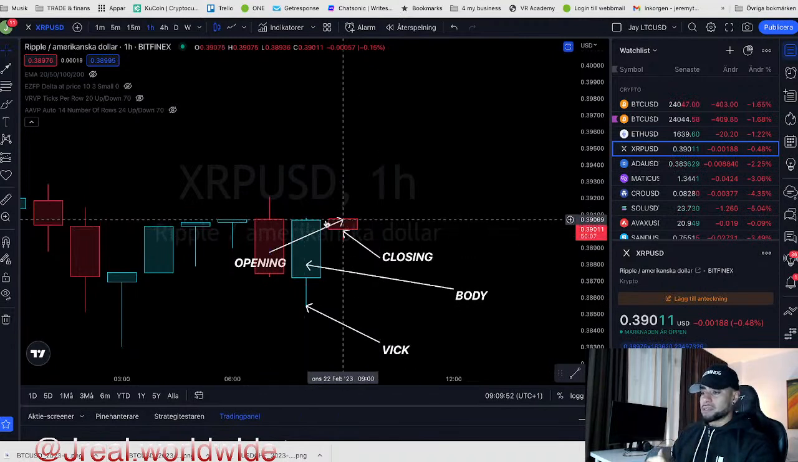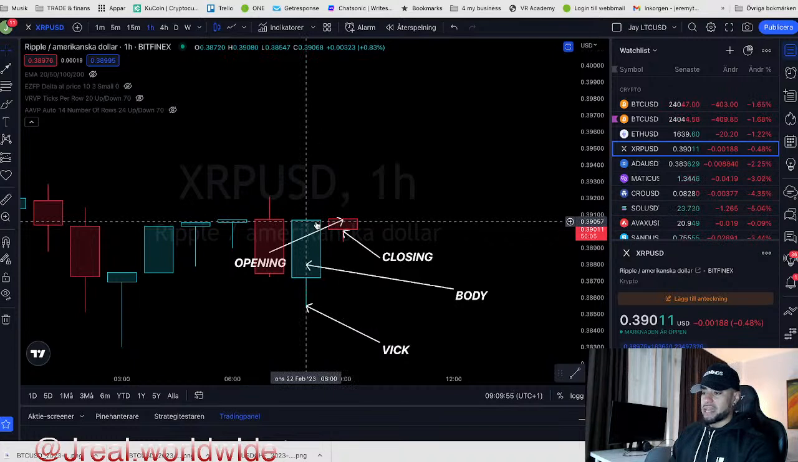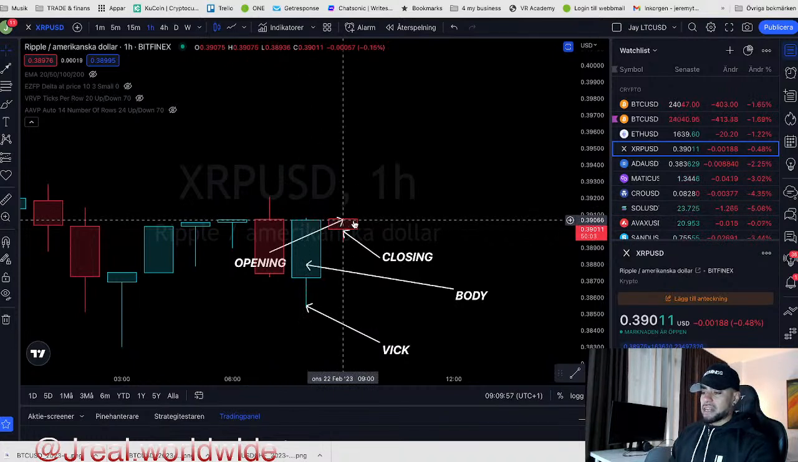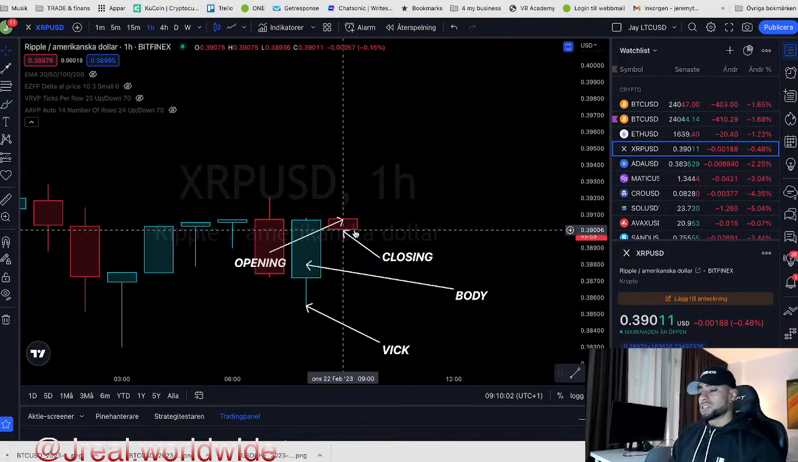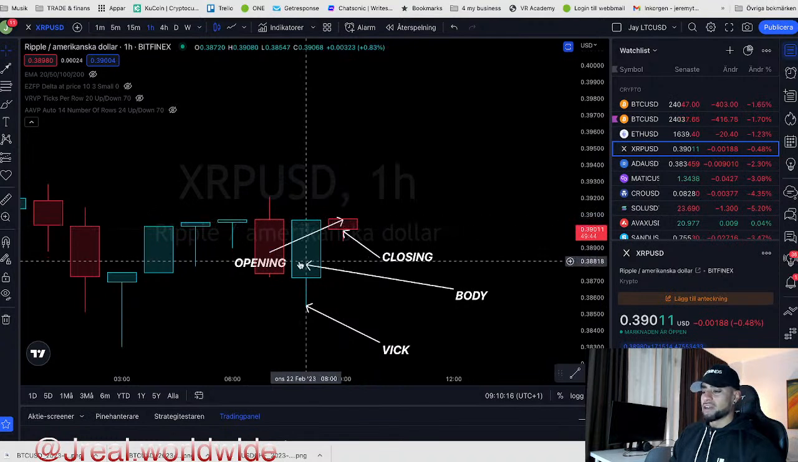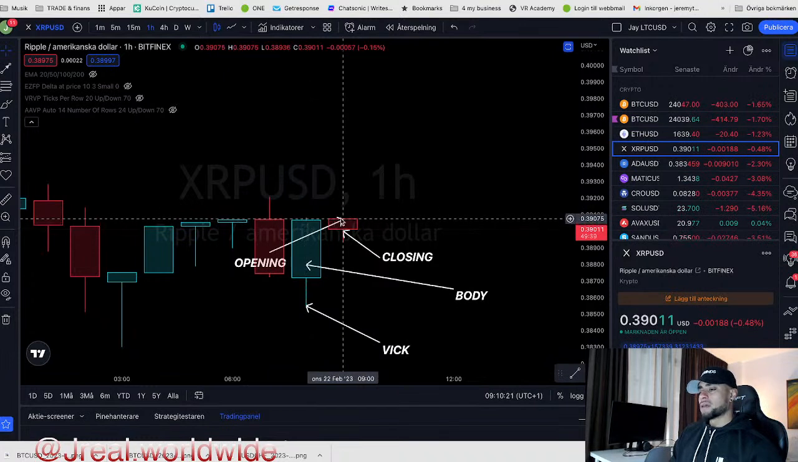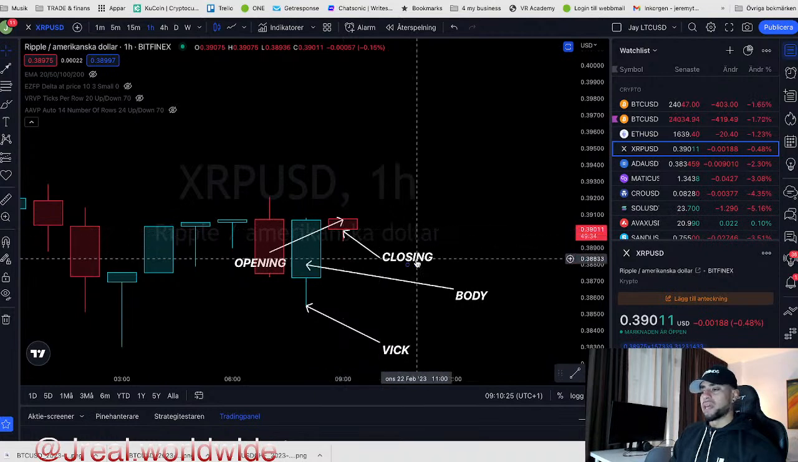It opens here where the last bullish candle closed, and it closes underneath. So it closes underneath the opening price. It means it has gone down in price. So this one goes down in price and closes on a lower price level than it opened. All right, bullish candle, closes above the price that it opened at. Bearish candle, closes below the price that it opened at.